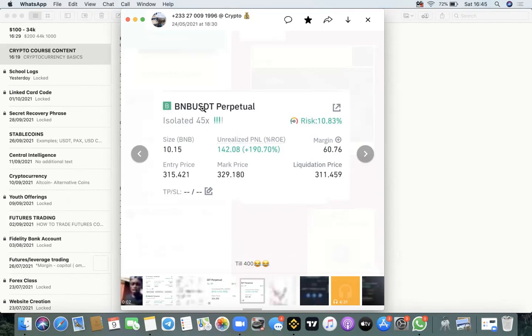You see the 45x over here now. The liquidation price depends on the entry price. With 20x or 45x the liquidation price can be about the same, and with lower leverage like 25x, 20x, 10x or 15x the liquidation price will be further away. So that's the meaning. This is what Binance futures trading is about.